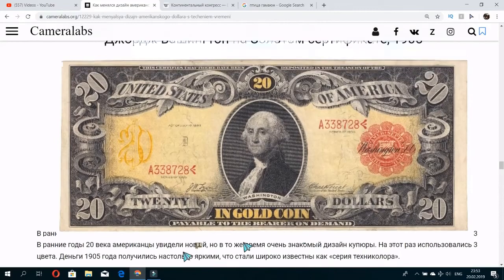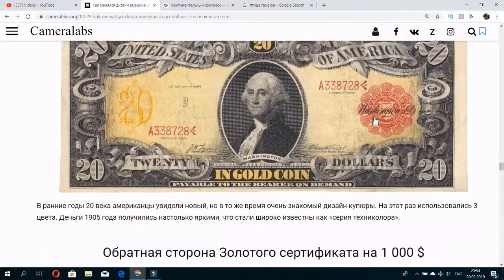In the early years of the 20th century, the Americans had a new design, but at the same time a very familiar design of these banknotes, and they had 3 colors. So the money of 1905 was so bright, and it was also known as the technique of technicolor.